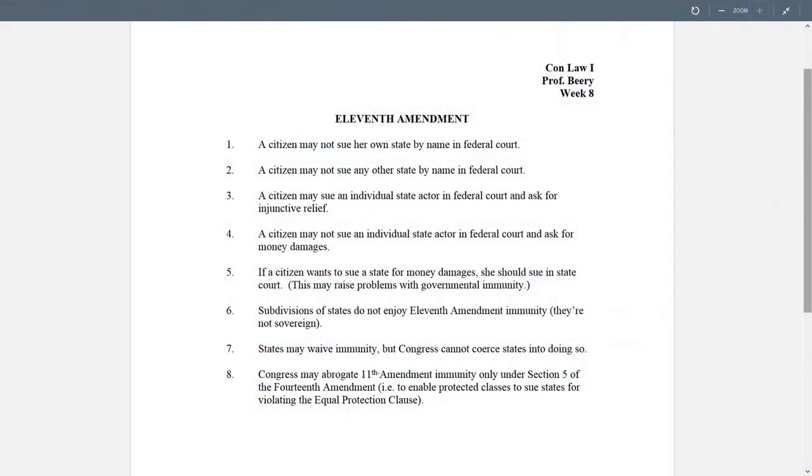Okay, now keep in mind your handy checklist right here for the 11th Amendment. Once you've spotted the issue, because you see somebody either suing a state by name in federal court, at the state level, or you see a person suing a state level official in federal court and asking for money from the state treasury. Okay, now you've spotted the issue, these are the rules.